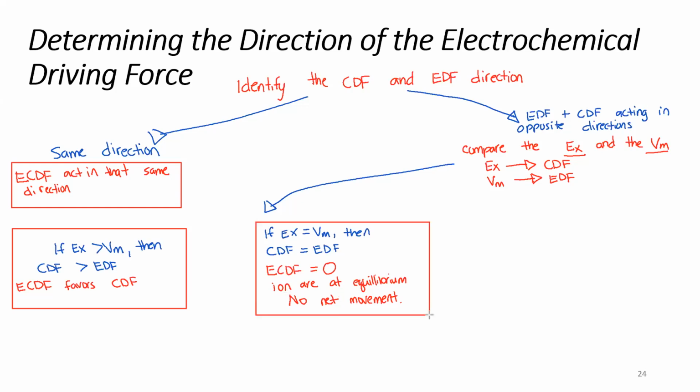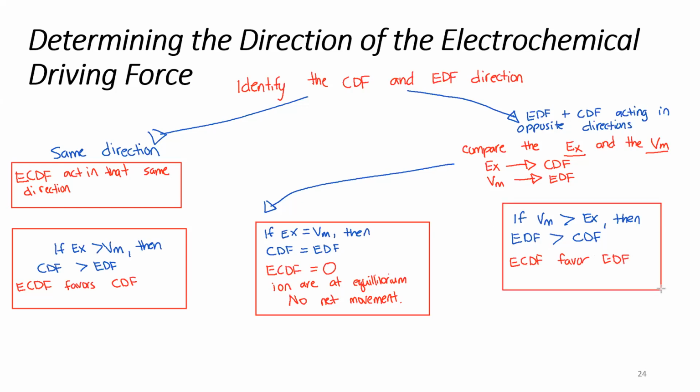And then the final scenario we'll wrap up with is if they're in opposite directions, but the membrane potential is greater than the equilibrium potential. So if the membrane potential is greater than the equilibrium potential, then here the electrical driving force is greater than the chemical driving force. And so if we look at the overall ECDF, or the combined forces, it will favor the electrical driving force, okay?